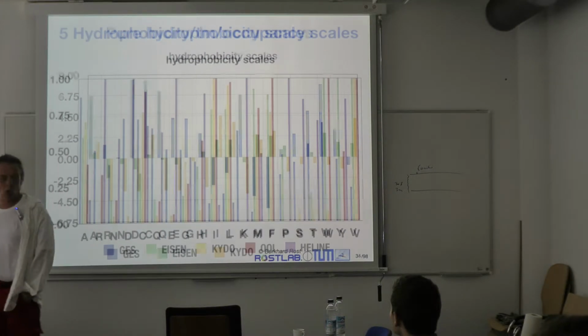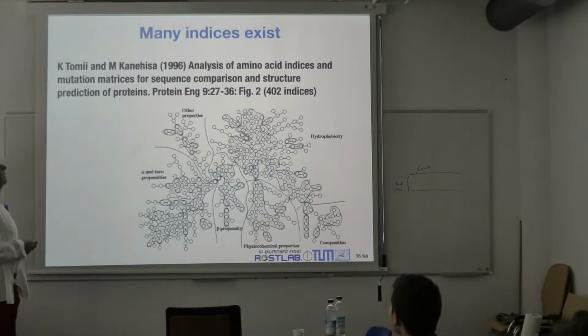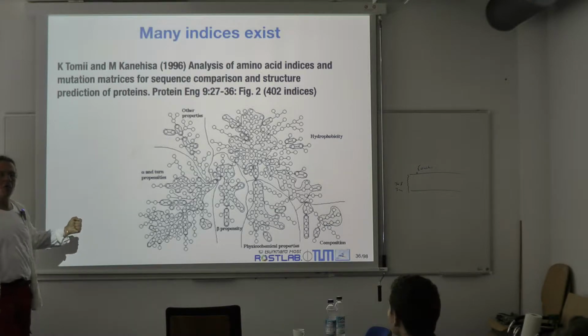In fact, if we went to more than 3 scales, and now it's all scaled to 0 and 1, now I have 5 different scales, and you see the more scales you bring, the more diversity you get. In fact, there is a publication in '96 where Tomii and Kanehisa collected 402 indices, and they began to cluster them. And there is some large subset of all of these indices that describe hydrophobicity. But in this cluster, you see there's a great variety. They are by no means all the same.